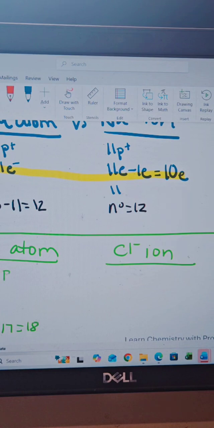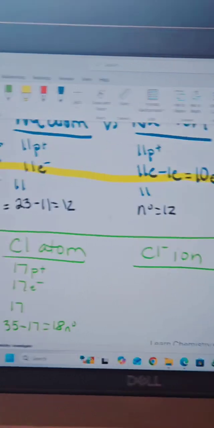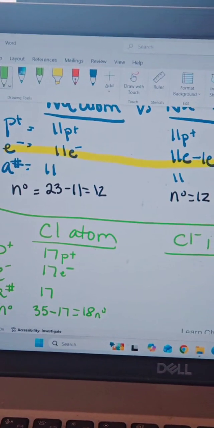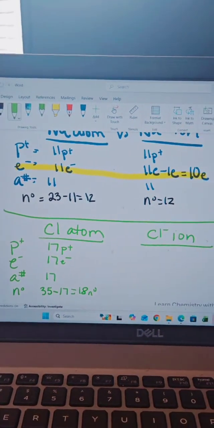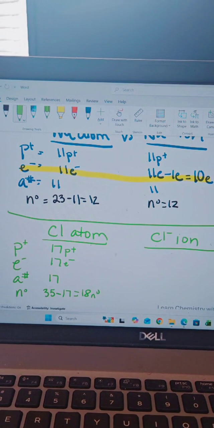It's that simple, y'all. Whoops, sorry, so y'all didn't see that part. My bad. Okay, so again, the protons is the same thing as the atomic number. It is also the same thing as my electrons. So PEA, like a sweet pea, all three of those numbers are the same. My neutrons is when I take my mass number, subtract my atomic number, and that's how I get 18. Now come on over here and let's do the chloride ion.